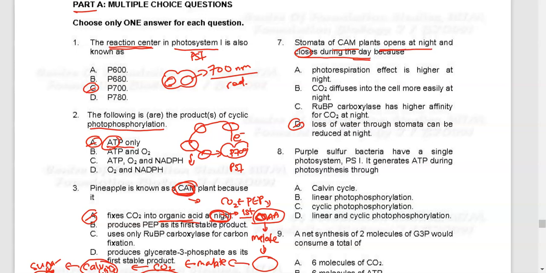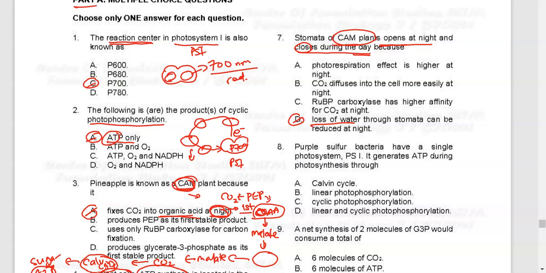When the stomata open at night time, the carbon dioxide can enter into the leaves and can be fixed during night time, and then stored as organic acid first at night time, and then undergo the second carbon fixation during daytime, which is the normal Calvin cycle during daytime. So basically this is to conserve water within this CAM plant because they live in a hot area.